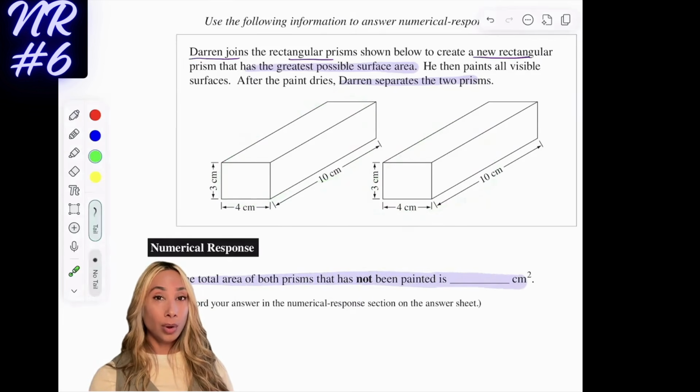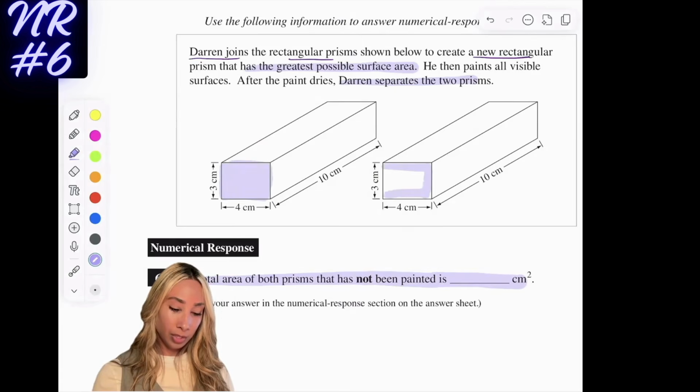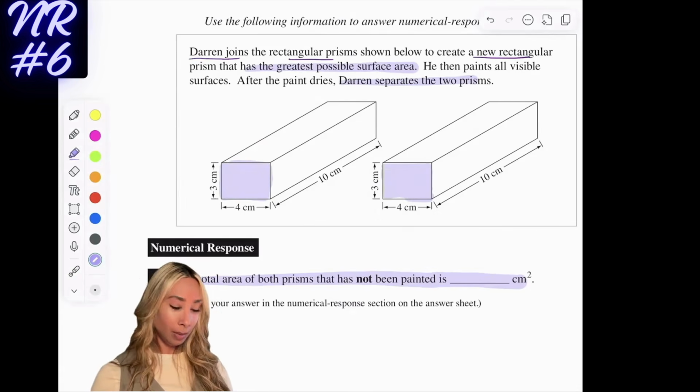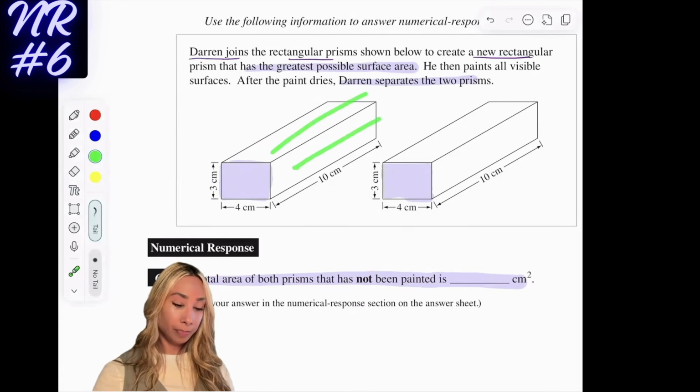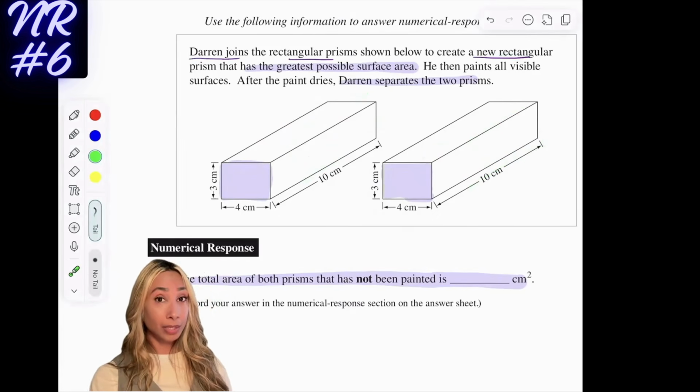And we know that he joined it to get the greatest possible surface area. So the only way that those could have been connected together is if they put together the smallest parts of the rectangular prism together. So if these two connected and were sitting side by side each other, those would be the smallest parts. And then that would leave the remaining parts, these longer sides that are 10 centimeters high or long, they would add for the biggest surface area.